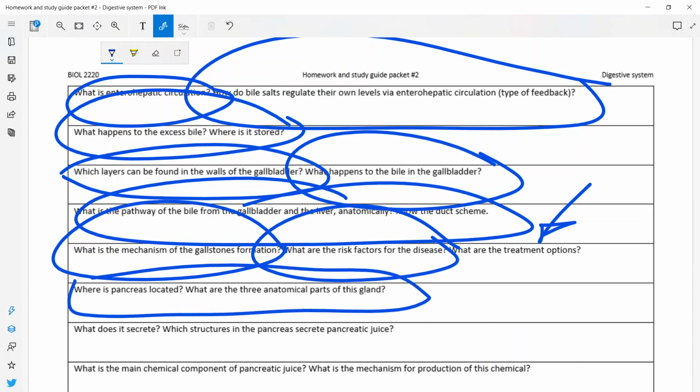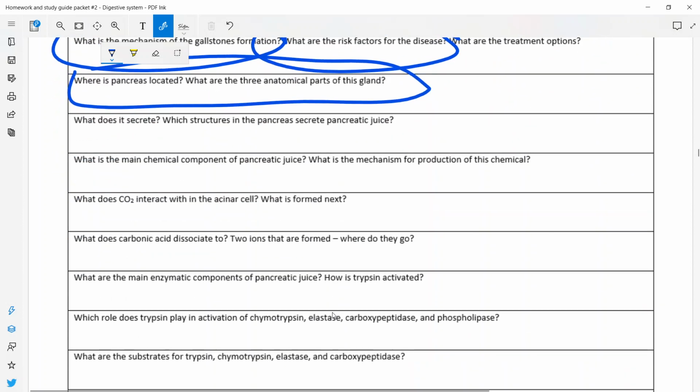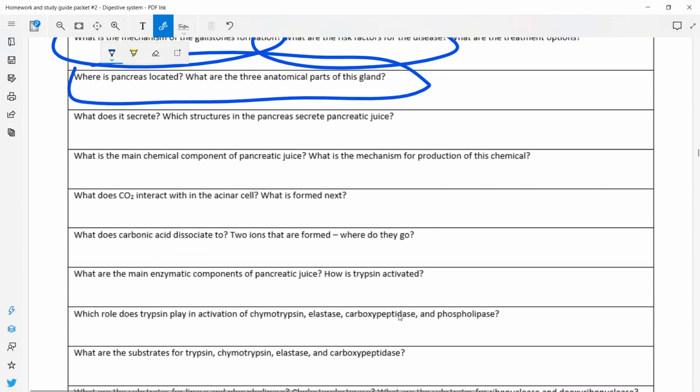It secretes pancreatic juice. The acini secrete pancreatic juice. So water is the chemical component. Bicarbonate neutralizes the acid, and enzymes break down food. What I really want you to know is the mechanism for production of this chemical.